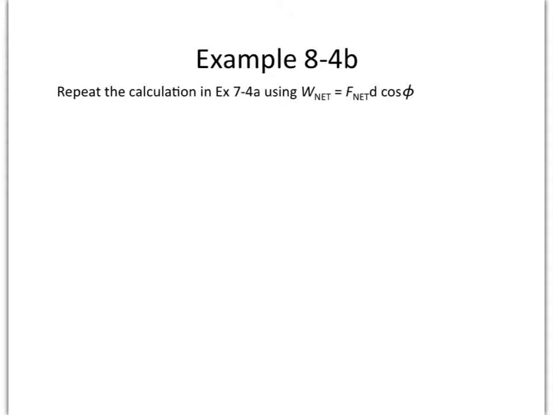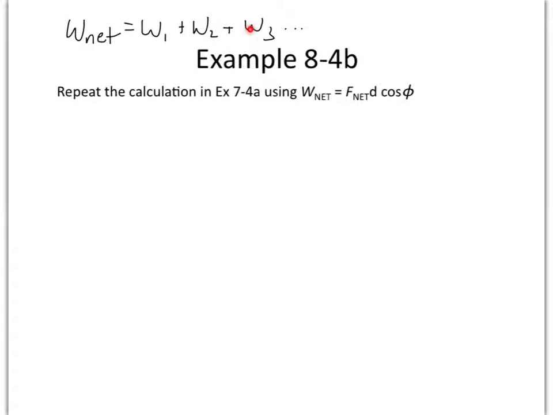Okay, so here's example 8.4b, and this is kind of a repeat of part A, as the name suggests, but done in a little bit simpler manner. We said previously that the net work in any system equals work 1 plus work 2 plus work 3, etc. But for all those, we have to find force times distance times angle, force times distance times angle, force times distance times angle.